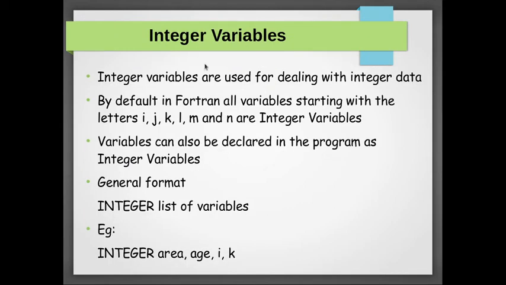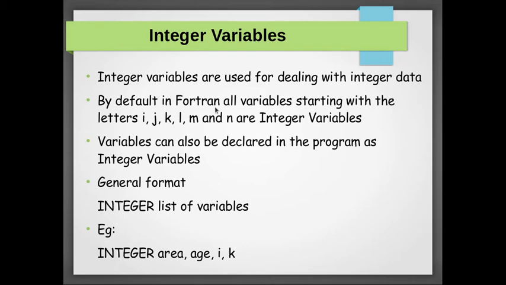So what are integer variables? Integer variables are used for dealing with integer data. We talked about Fortran constants, numeric constants. They are of two types: integer constants and real constants. So what are these integer constants or integer type of data? These are numeric data without a decimal point. For example, the number 123, 542, minus 63 without the decimal point. These are integer kind of data. So to deal with this integer kind of data, we need integer variables.